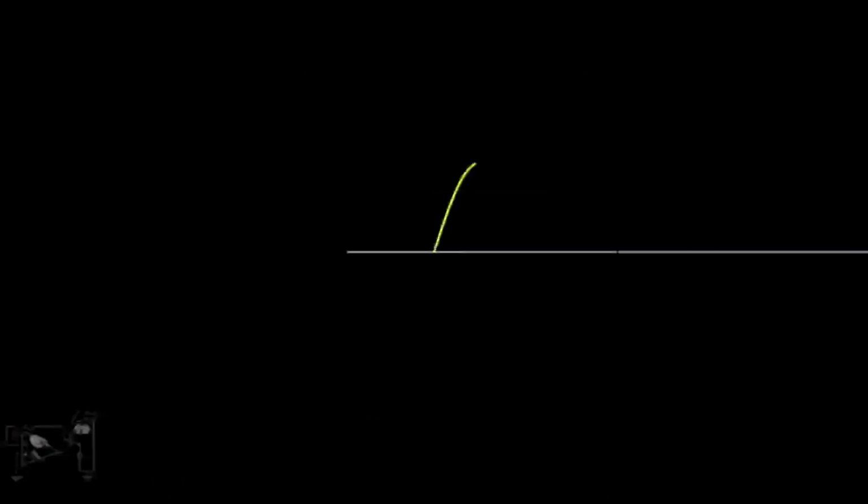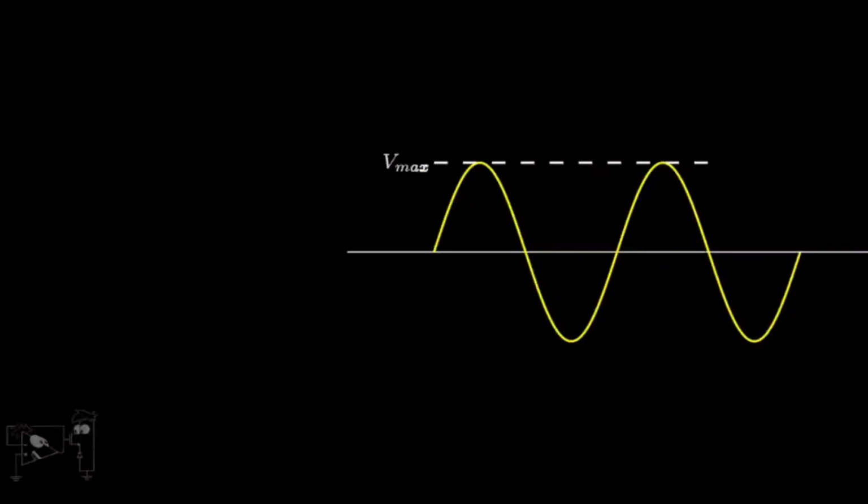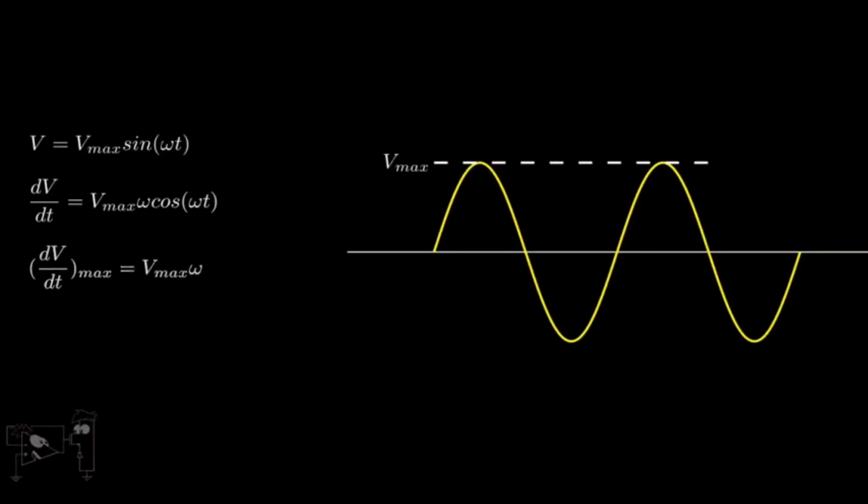Now consider the case of a sinusoidal signal as an input to the voltage follower. Suppose the maximum amplitude of the signal is Vmax. Then the equation of the signal can be written as Vmax sin(omega t). Differentiating this with respect to time will give us the rate of change of voltage. dV/dt is equal to Vmax omega cos(omega t). The maximum value of this is Vmax times omega.